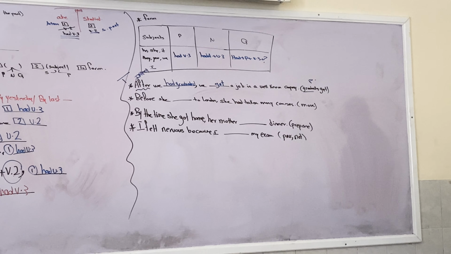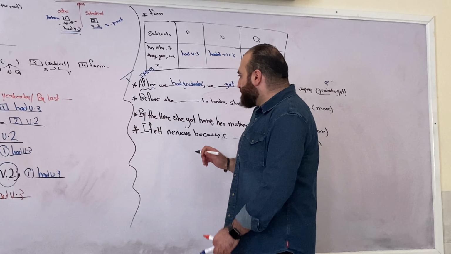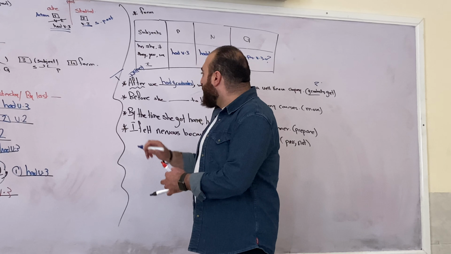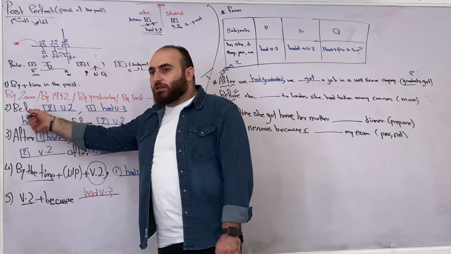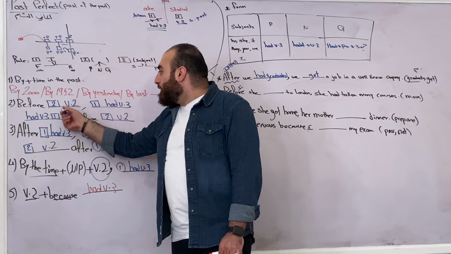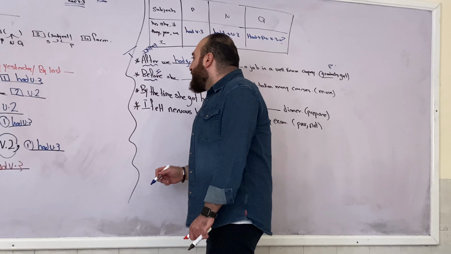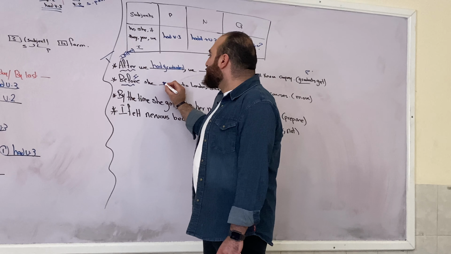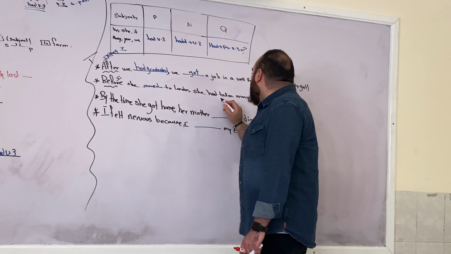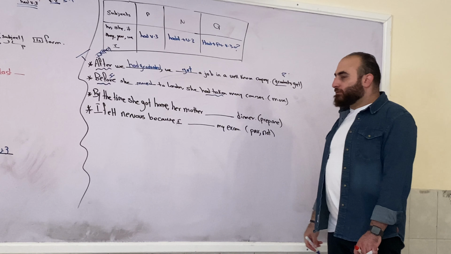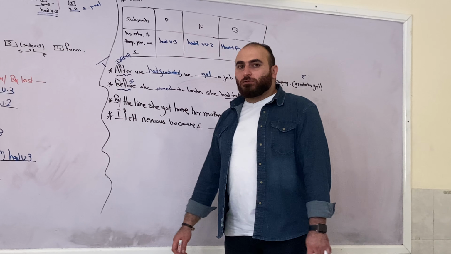Who wants to do the second one? Yes, Marwan, together. Okay. Before she moved. Before is the indicator, and it comes at the beginning of the sentence. Why it's at the beginning of the sentence? We need action number 2, then action number 1, which is verb 2, then had plus verb 3. So before she moved to London, she had taken many courses. Is that clear? Okay. The third one, who wants to do it?